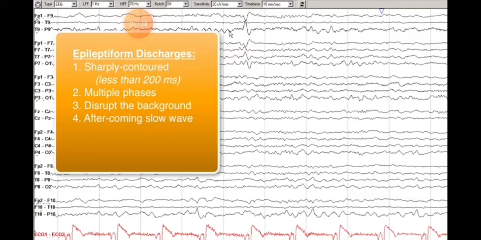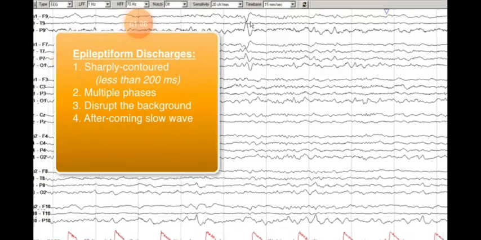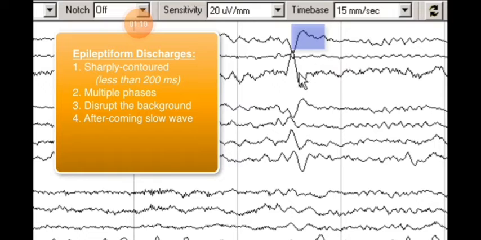In general, there should be an after-coming slow wave after epileptiform discharges. Again, we can see this here, here, and here. Finally, there should be a field that makes sense.